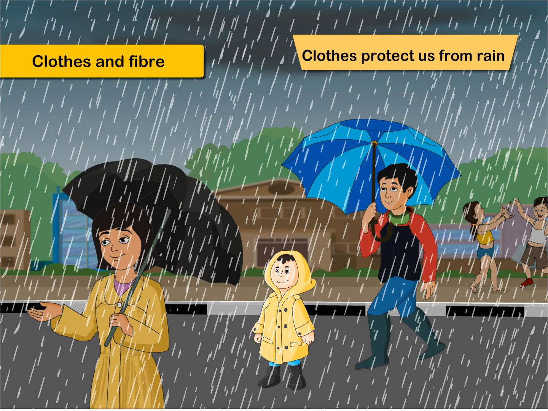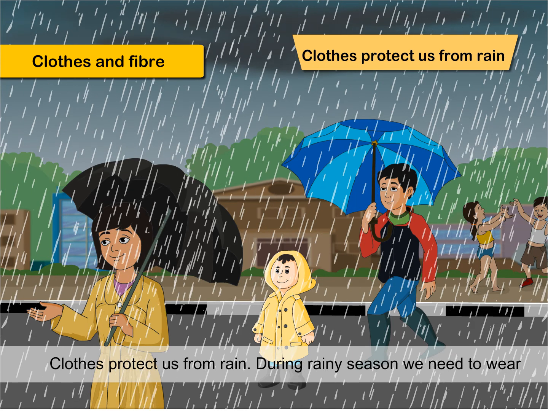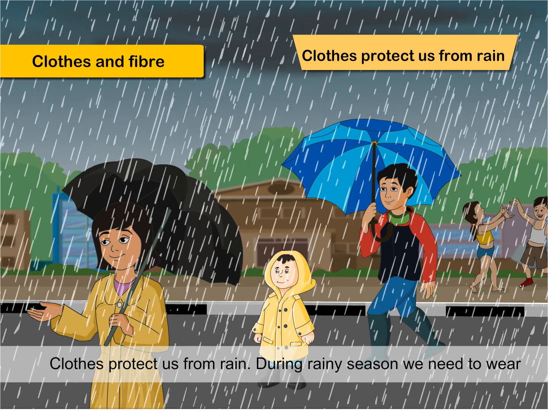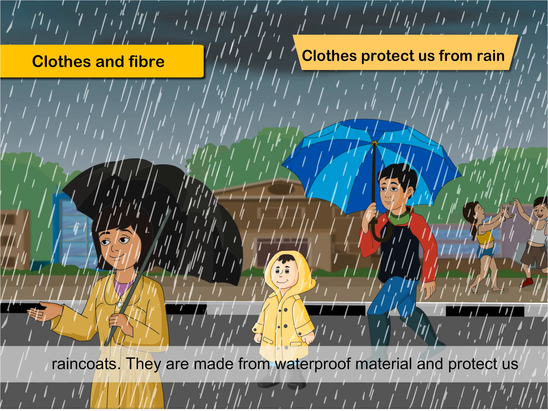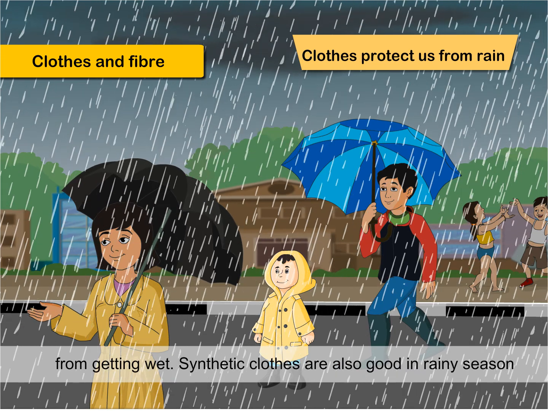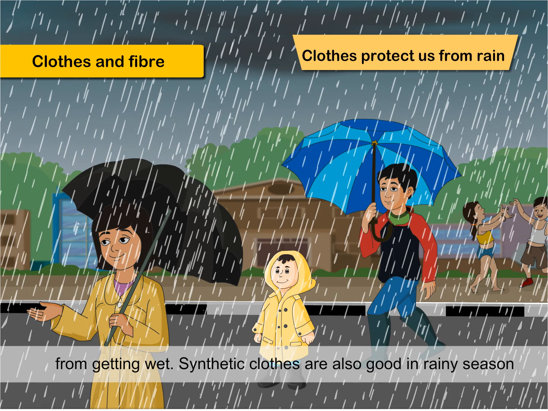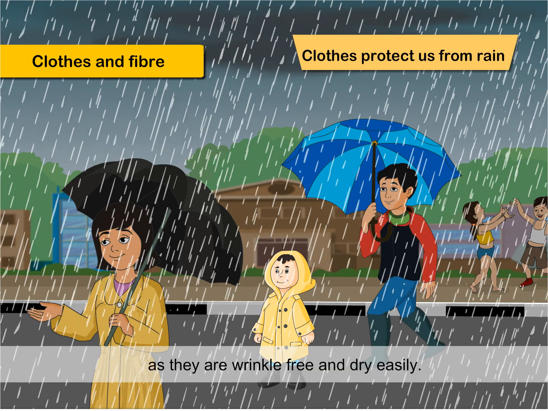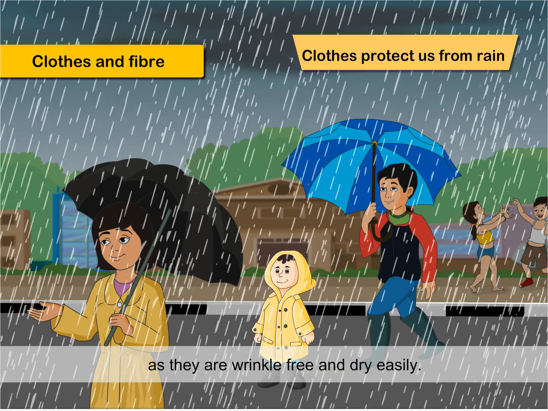Clothes protect us from rain. During rainy season, we need to wear raincoats. They are made from waterproof material and protect us from getting wet. Synthetic clothes are also good in rainy season as they are wrinkle-free and dry easily.